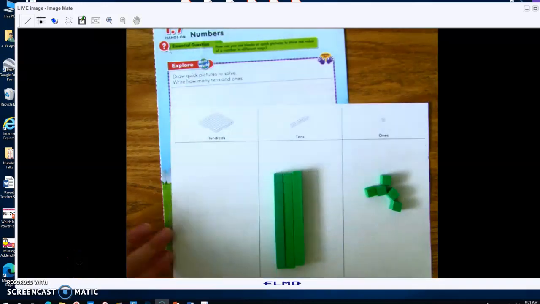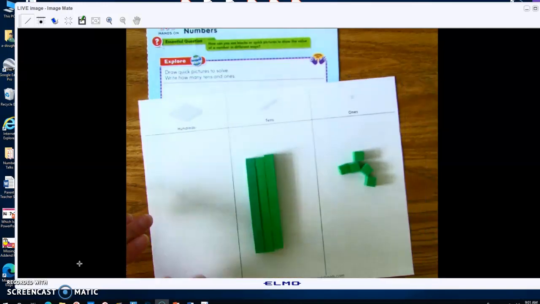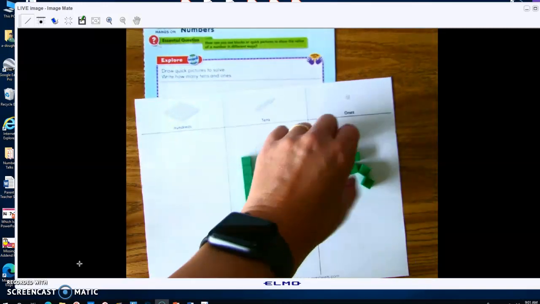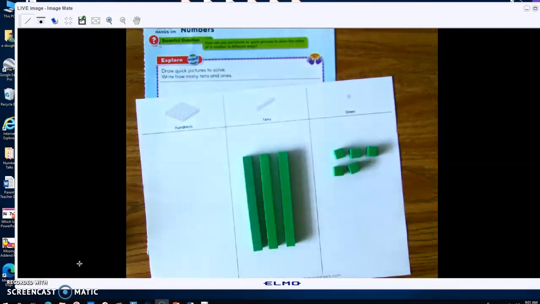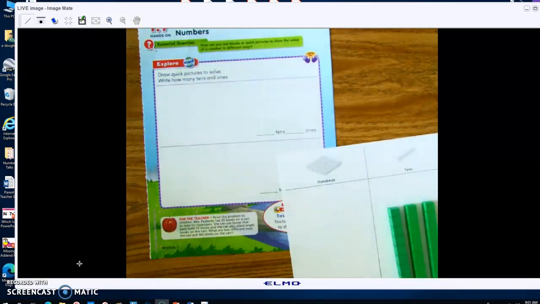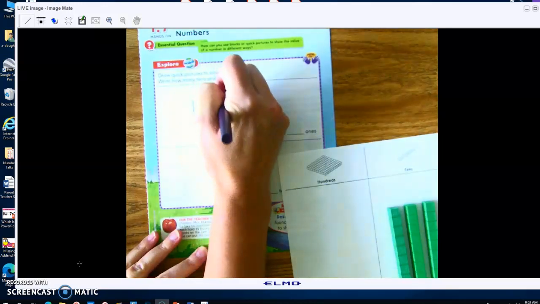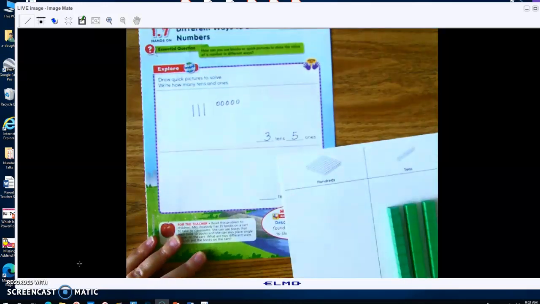Okay, so it says that Mrs. Peabody has 35 books on a cart to take to classroom. So here's my 35. 3 tens and 5 ones. So let's draw that here. 3 tens, 5 ones. Write that on there.